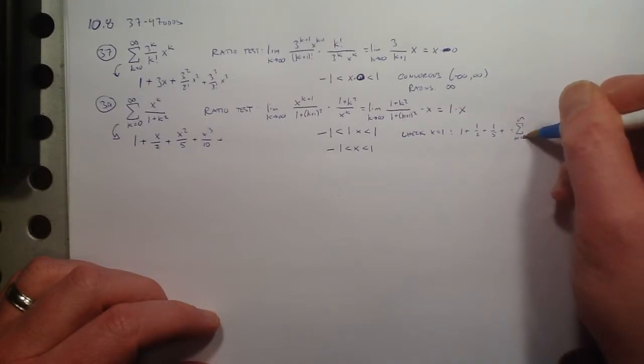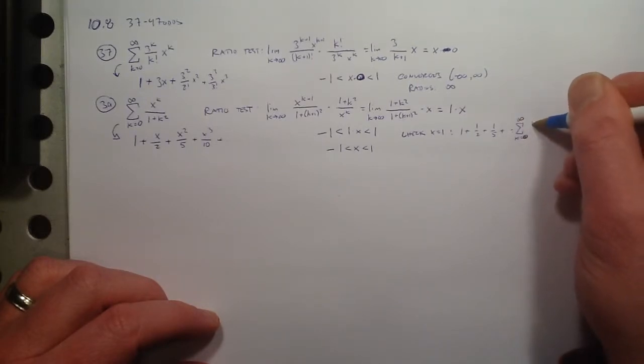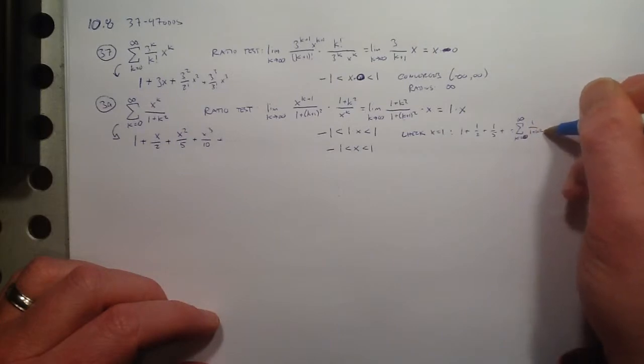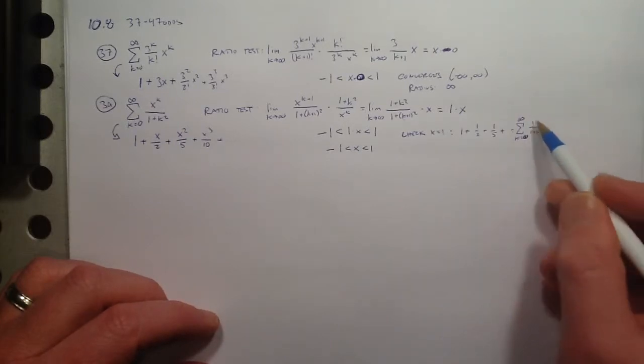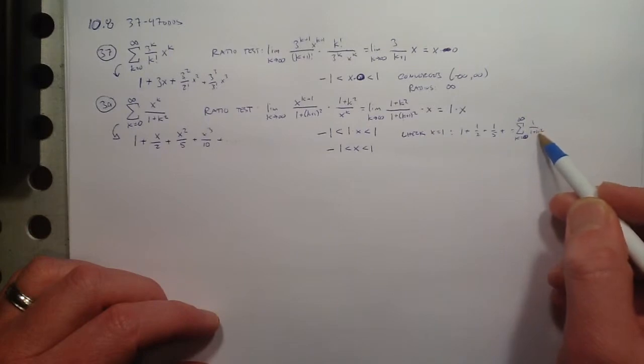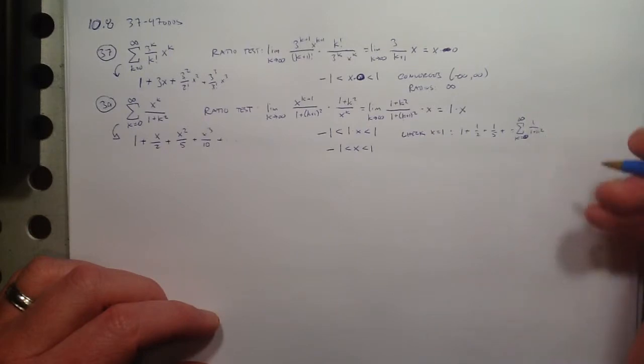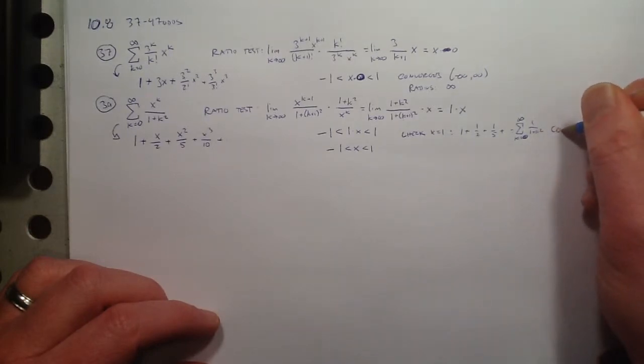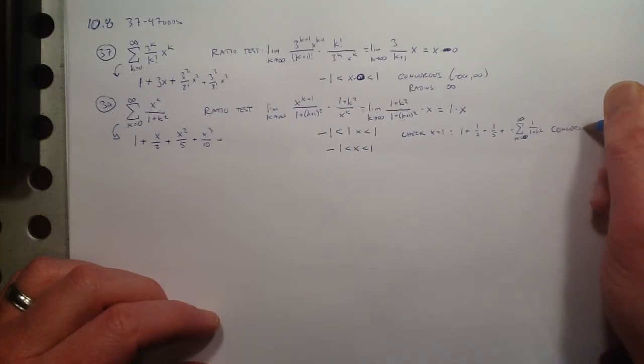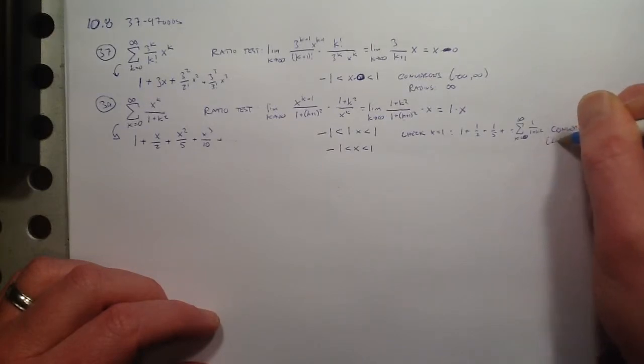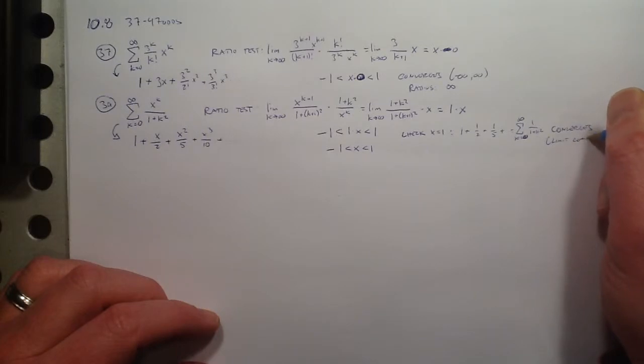Oops, k equals 0 to infinity of 1 over 1 plus k squared. And then we'd say, by limit comparison, yes, this is going to behave like a p-series with p equals 2. So this converges by limit comparison.